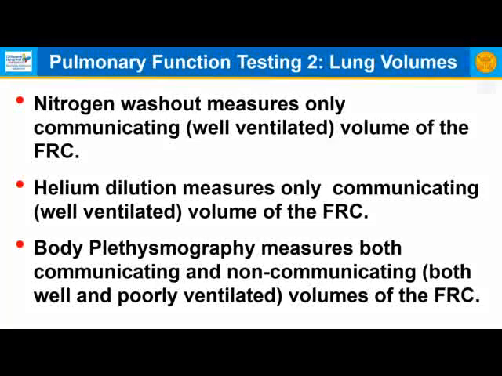Nitrogen washout measures only communicating air. Helium dilution measures only communicating air. Body plethysmography measures both communicating and non-communicating volumes of the FRC.